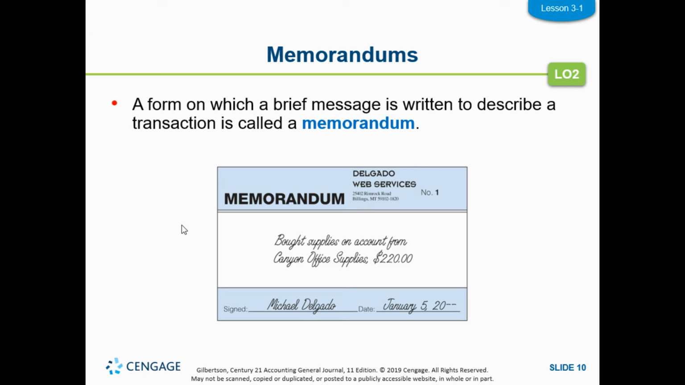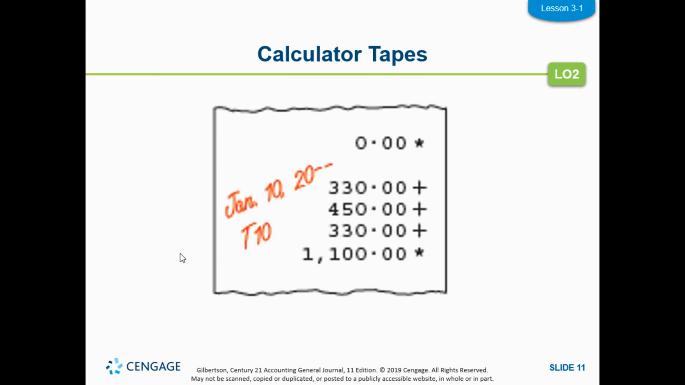But the bottom line is we're using something, a paper or electronic record of some sort, to back up as history and proof that the transaction actually happened, as what goes into the multi-column journal.